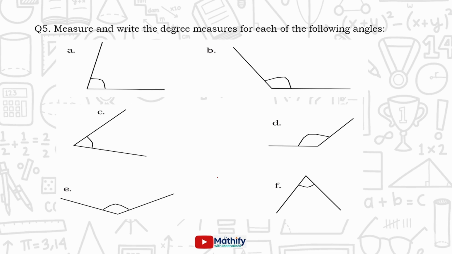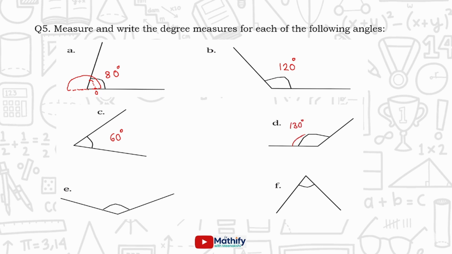Question 5. Measure and write the degree measures for each of the following. Again, as I told you in question number 1, first you will keep your protractor like this and then you will measure. Again, if you see that your 0 is on the inner side, then you will see the inner numbers and see what is the value here. So when you measure this, you will get 80 degree. Similarly, when you measure the second, you will get 120 degree. For the third, you will get 60 degree. For the fourth, you will get 130 degree. Just see this carefully.